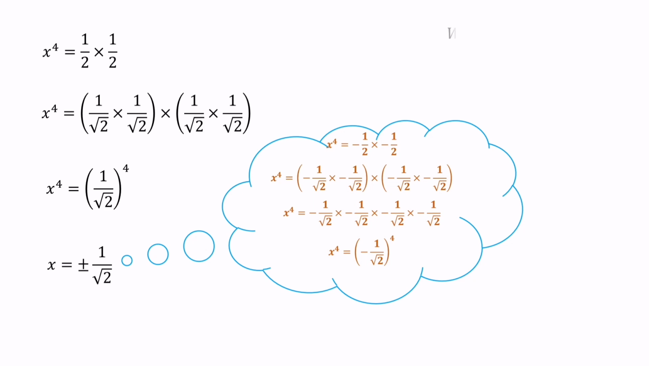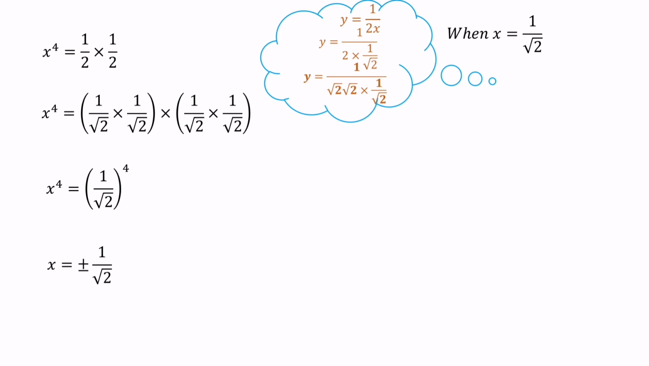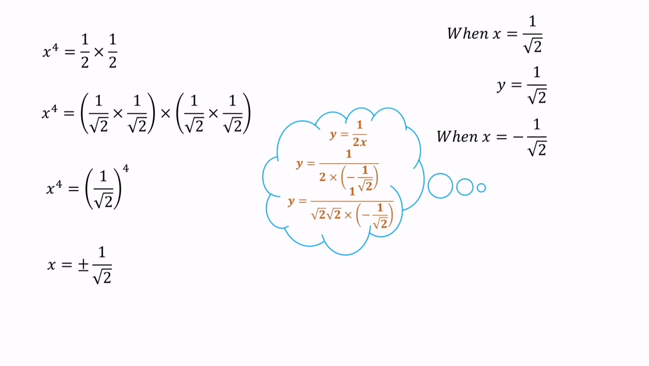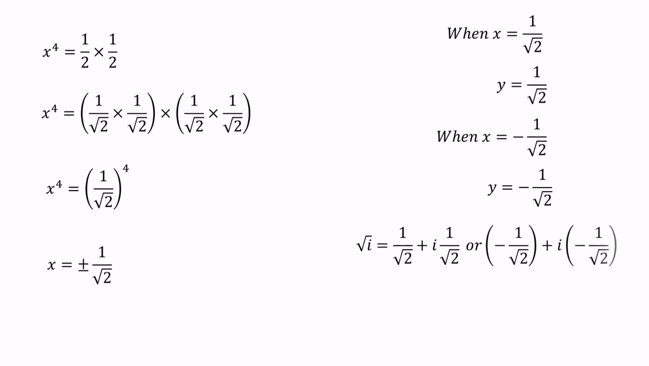When we consider x as plus 1 over root 2, we get y as 1 over root 2. When we consider x as minus 1 over root 2, we get y as minus 1 over root 2. So root i equals, for the positive part, 1 over root 2 plus i times 1 over root 2. For the negative value, minus 1 over root 2 plus i times minus 1 over root 2. So the square root value of i equals plus or minus (1 over root 2 plus i times 1 over root 2).